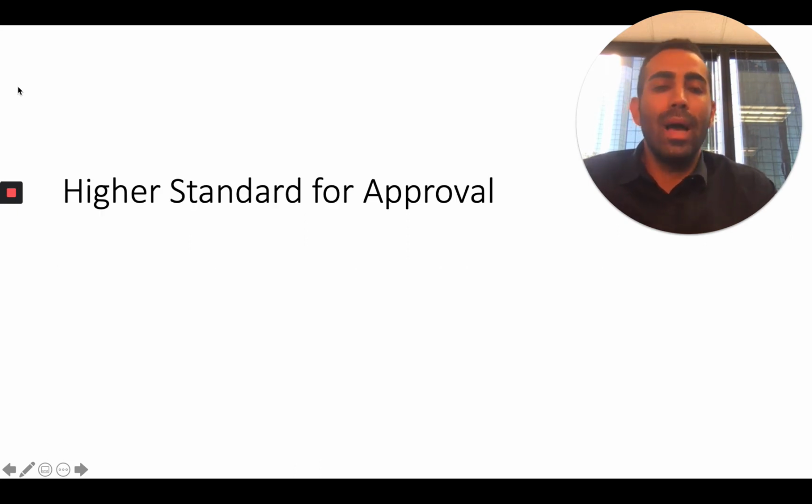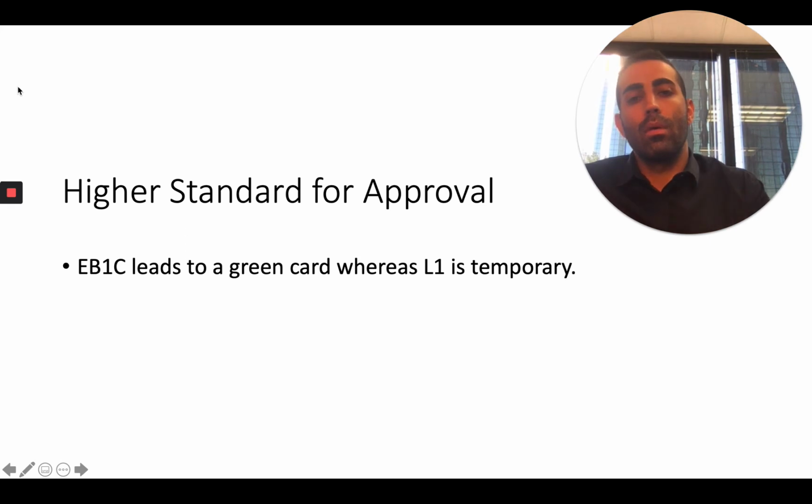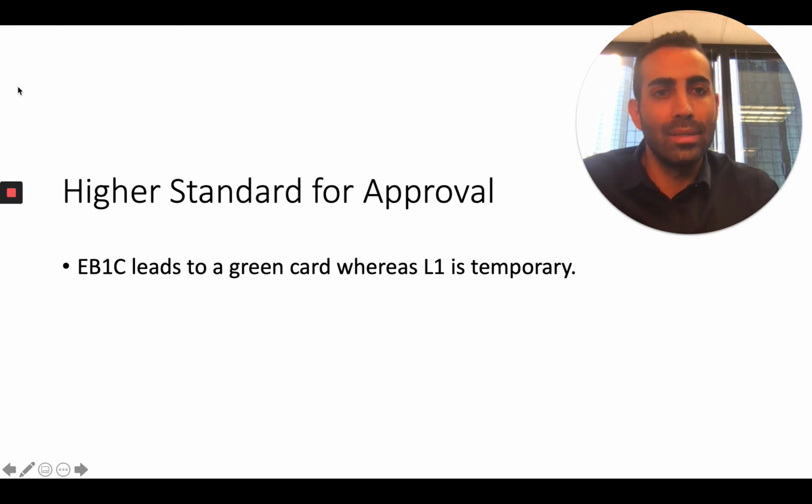Now, lastly, I'd like to address something regarding the scrutiny and the way that these applications are adjudicated. With L1, well, I'll go back and say this. EB1C leads to a green card. Green card means U.S. lawful permanent residence, which is a very major benefit. It's permanent. As a U.S. permanent resident, you have so many more benefits than you do as an L1 visa holder, which is a non-immigrant visa, which is temporary in nature.